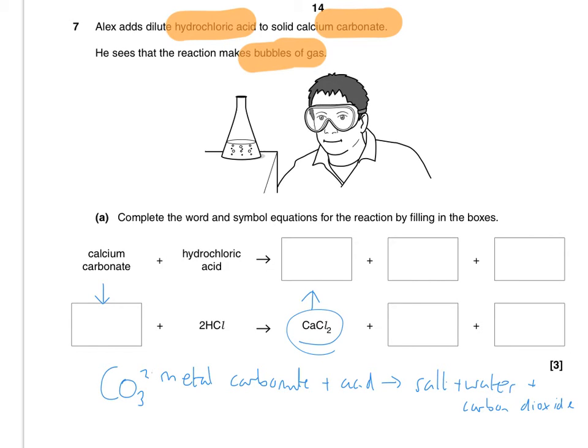Carbonate is CO3 2-, that's one we do have to remember. Calcium is in group 2 of the periodic table, so we should be able to think of what charge it has and then build those two ions together to make the compound.